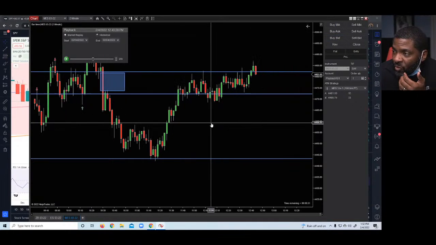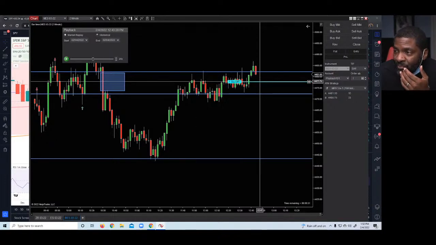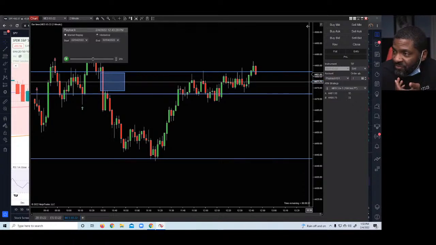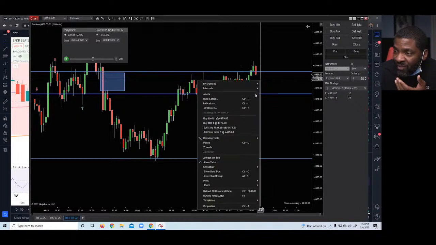Or you can right click on the screen and see how it says buy limit 1 at 4475. If you click that, boom, it'll put an order at that price. Right now the price is above me, so the buy is at the top. If the price was below me, the sell would be at the top.